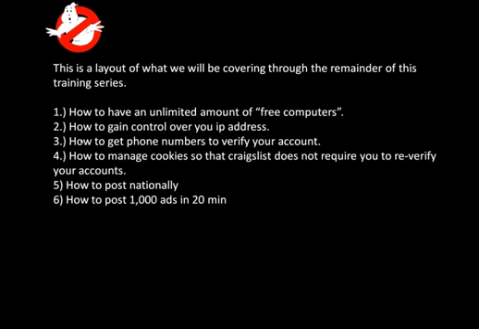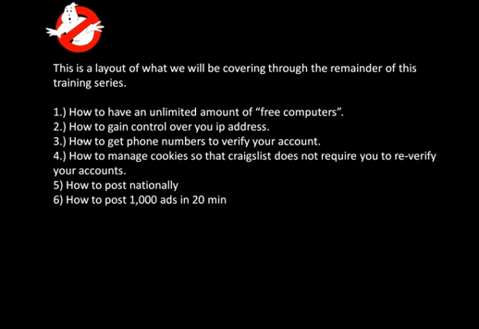This is the layout of what we will be covering through the remainder of this training series. Number one is how to have an unlimited amount of free computers. Imagine being able to go out and purchase a brand new computer every time you wanted to create a Craigslist account so that you can be sure that there were no traces left behind on your computer, so that Craigslist didn't have any cookies or traces left on your computer. I'm going to show you how to do that without having to purchase new computers.